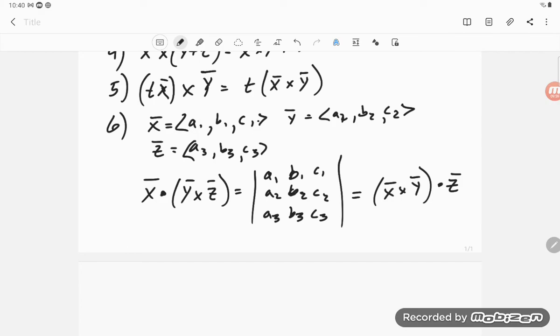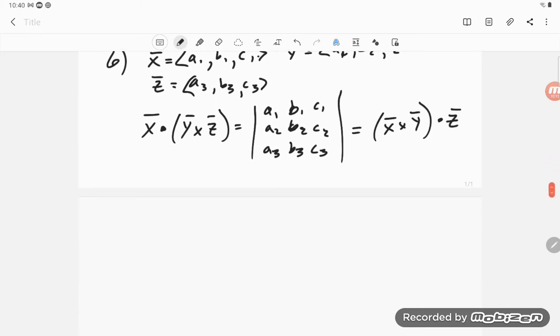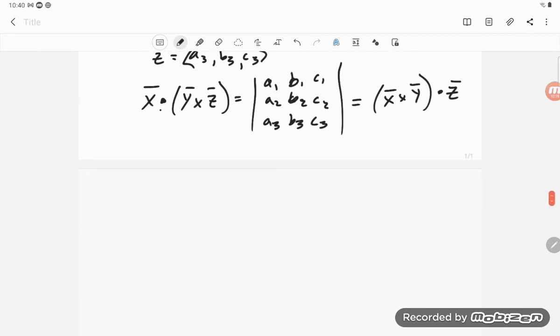So this is just a formula. They mention this, that if I wanted x dot y cross z, I could do it with this determinant. And notice, since we have a dot product in there, we get a scalar out of the scalar triple product, as they call it. Let's see, 7.